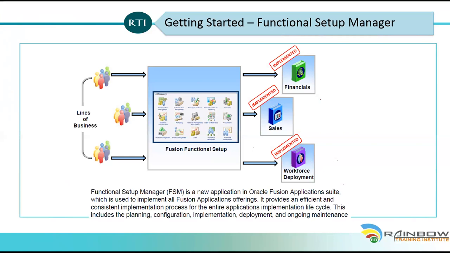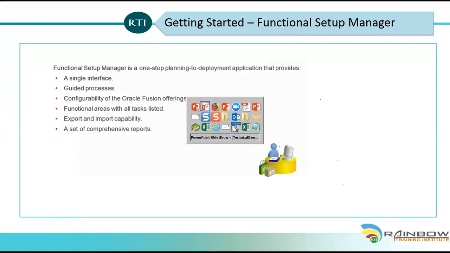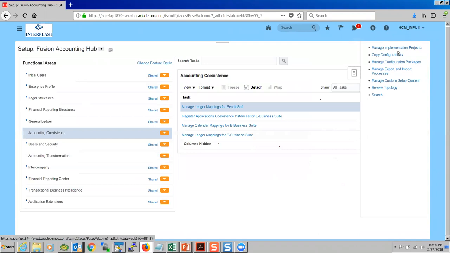You can create a project, and it's a single interface, a guided process. We can configure what offerings we need to implement, within the offerings what functional areas we have to implement, and within that what business objects we have to import and export. It will also give us the status of where our project is: is it 80% complete or 70% complete, who is owning what task, and where a task is not completed. All those things are given in the Functional Setup Manager. I won't go into the details; I'm just giving you an overview.